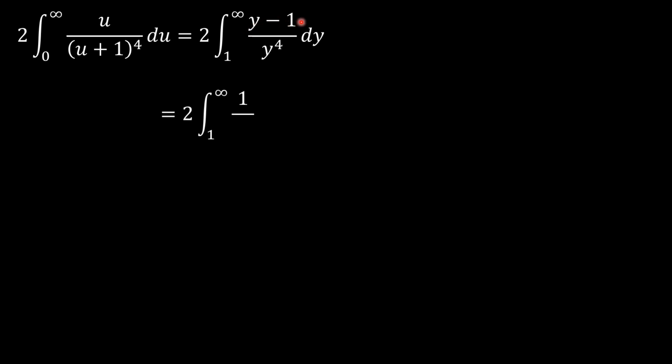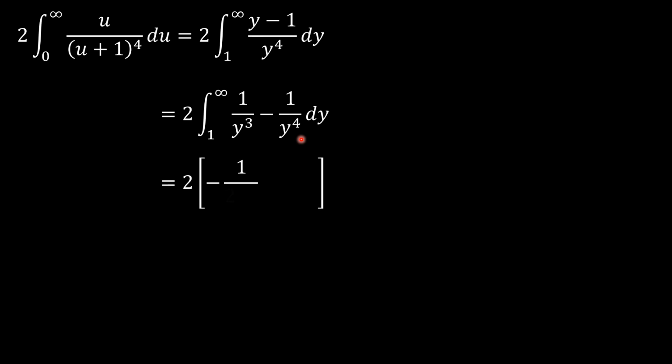So previously the substitution with y for u plus 1 means that we have in the lower limit 1 when u is 0, y is 1, and obviously infinity remains infinity, but also u becomes y minus 1, and then the denominator u plus 1 is y. So that now allows us to divide each component in the numerator by y to the power 4. So we have 2, the integral from y equals 1 to y tending to infinity, of 1 over y to the 3, and then minus 1 over y to the 4th.